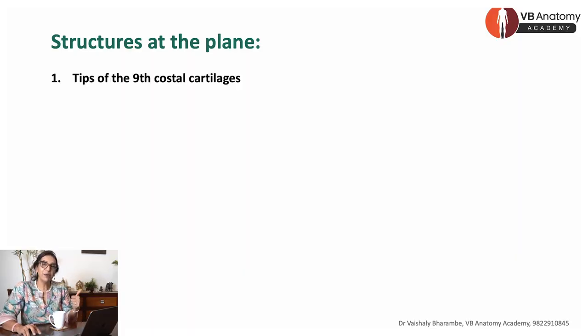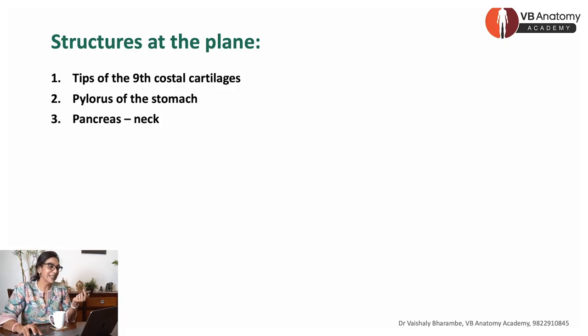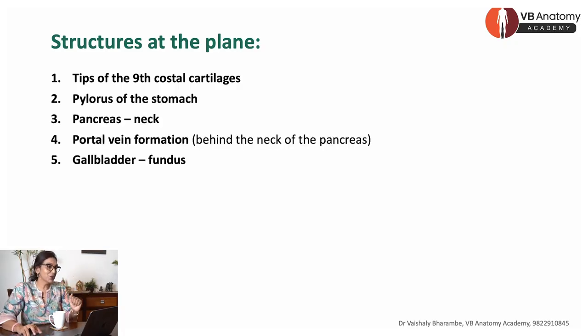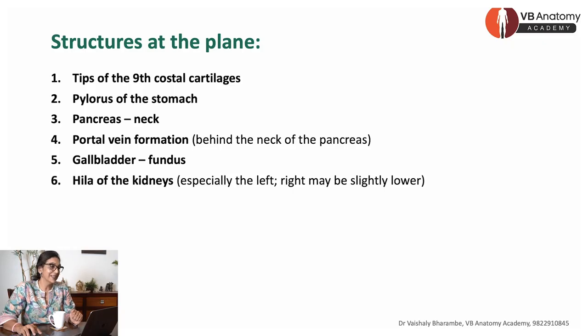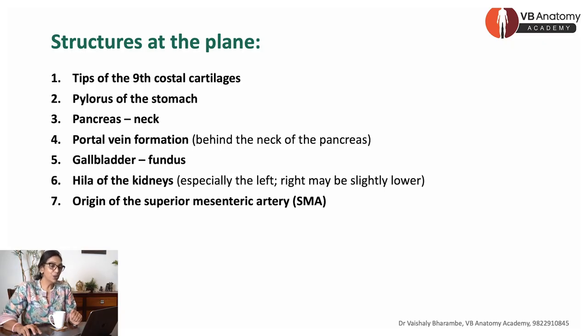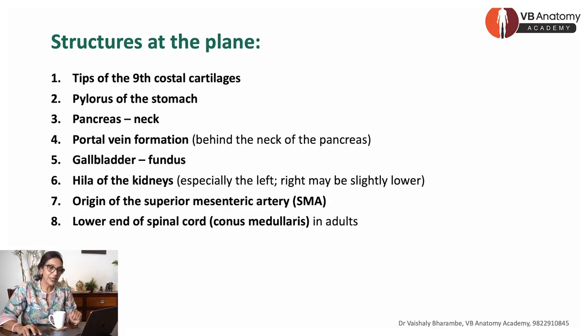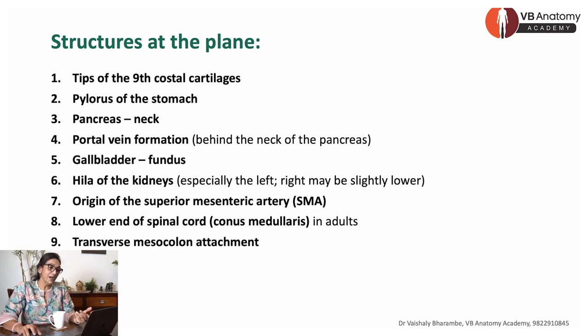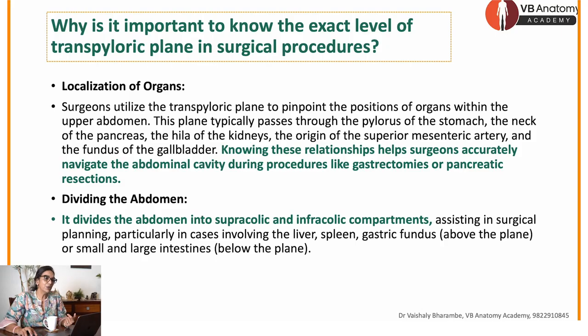Okay. So tip of 9th costal cartilage, pylorus of stomach, pancreas neck, portal vein formation, gallbladder fundus, hilum of kidney, origin of superior mesenteric artery, lower end of spinal cord. All these, you should remember all. There are many more, but I'm giving you these. Transverse mesocolon attachment.